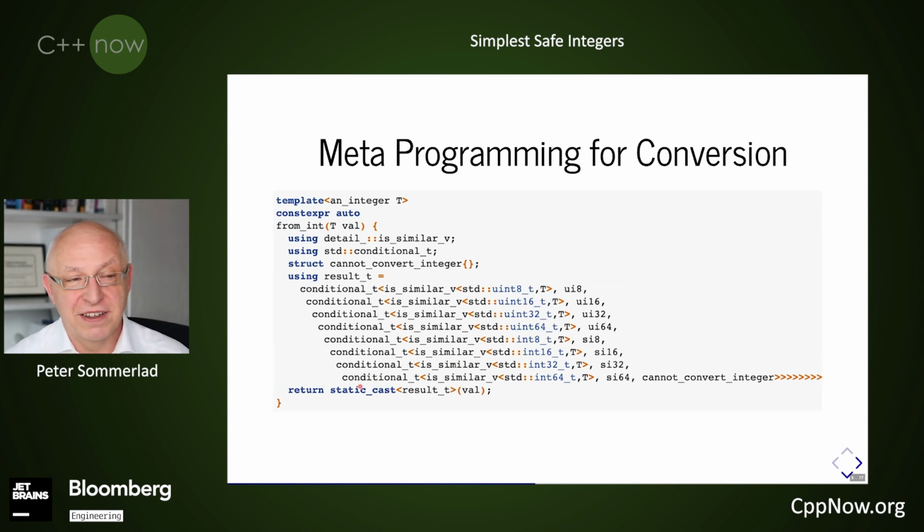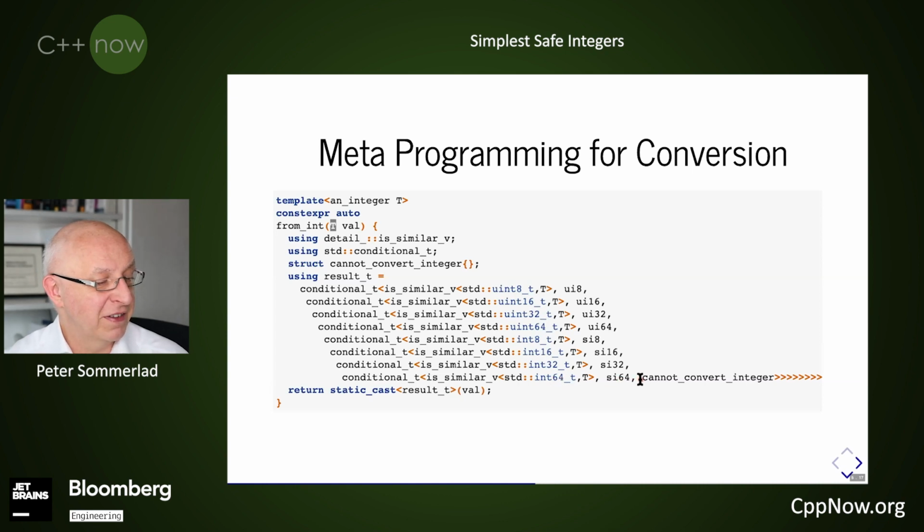And now we can re-implement our metaprogram, or adapt it to use is similar, to fix that failed attempt with the is same v, where long wouldn't match. And we have that long to convert from an integer where the type is deduced here, and we make sure that it's actually an integer, not a character or anything else. And we check if it's similar to any of these built-in or compiler-provided fixed width integer types.